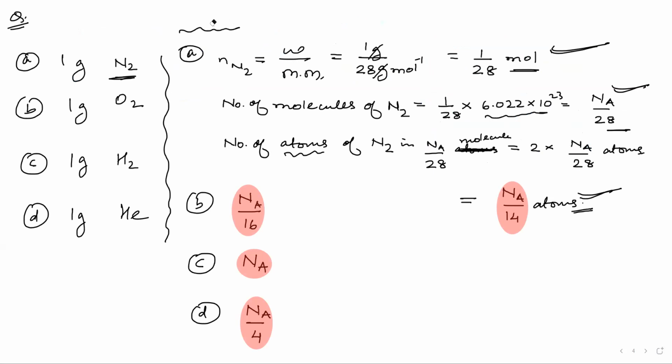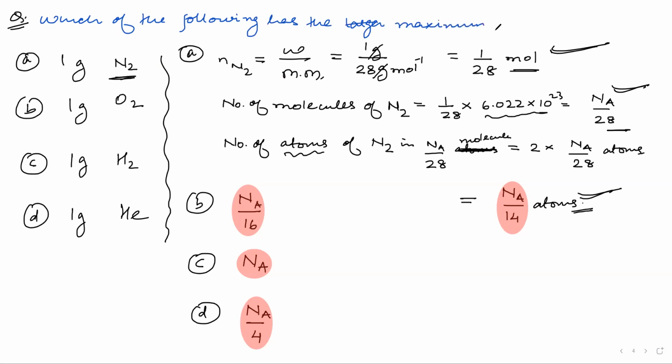they would ask you, which of the following has the largest number of atoms, the maximum number of atoms. Okay, so here you don't have to worry. Okay, see, you just calculate this. This is 1 gram, this is 1 gram, this is 1 gram, this is 1 gram. Now it is all 1 gram. Now you see here, this is what?